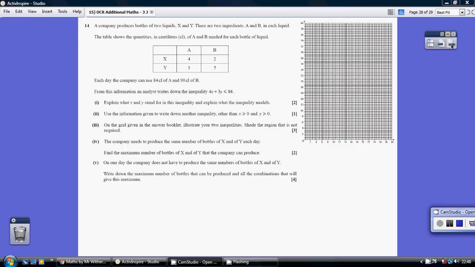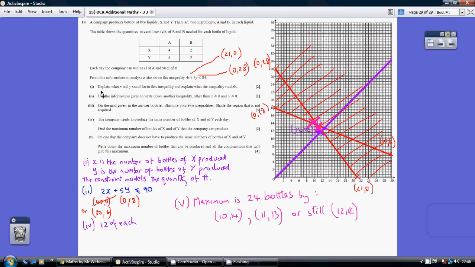Question 14. So part 1, explain what lowercase x and lowercase y stand for in this inequality, and explain what the inequality models. So lowercase x is the number of bottles of x produced, and lowercase y is the number of bottles of y produced.